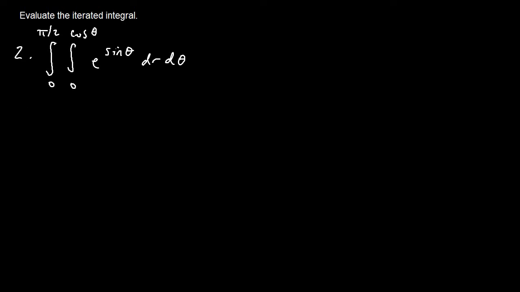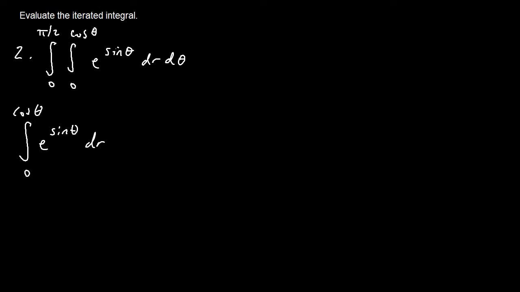So now for number 2, we have the double integral from 0 to pi over 2 and from 0 to cosine theta of e to the sine theta times dr times d theta. So realize instead of x and y variables, we have r and theta, but still we're going to treat it the exact same way. And so if I go ahead and rewrite the inside integral, we have the integral from 0 to cosine theta of e raised to the power of sine of theta times dr.